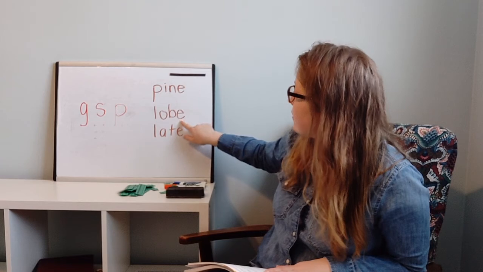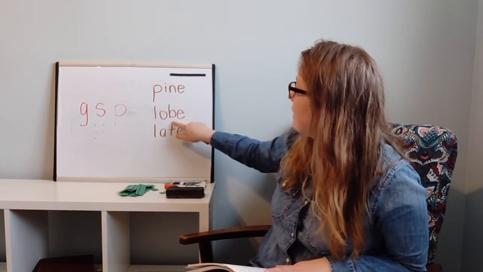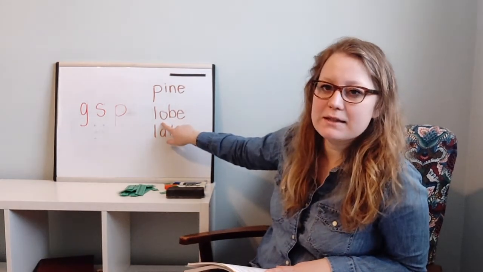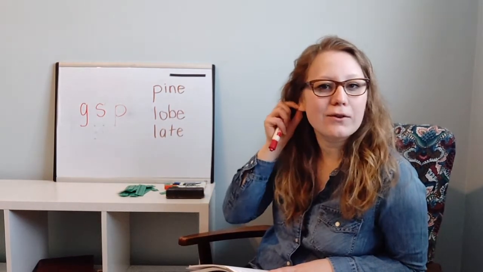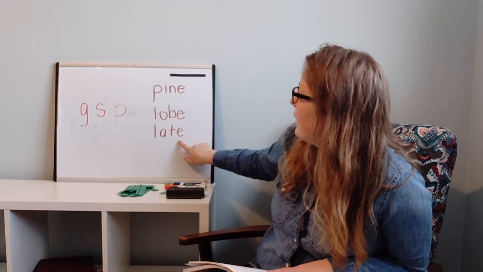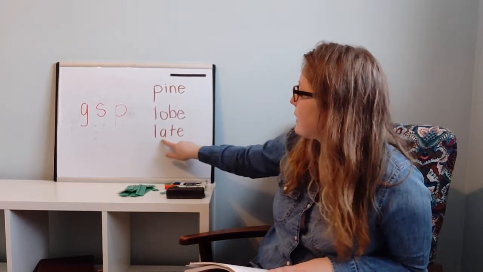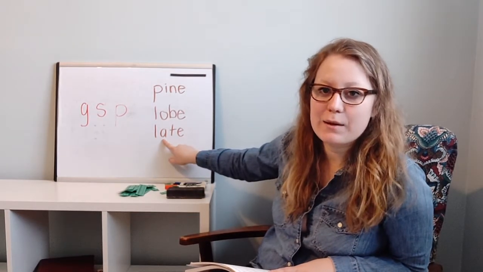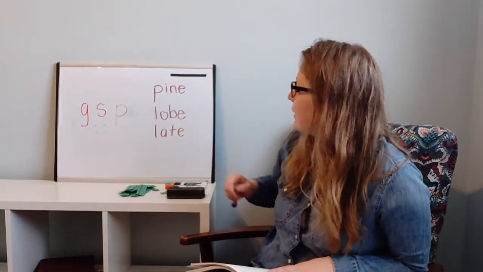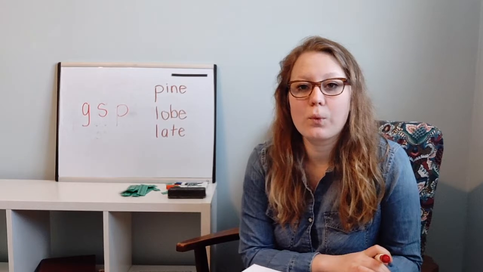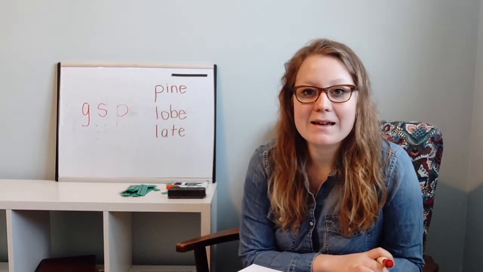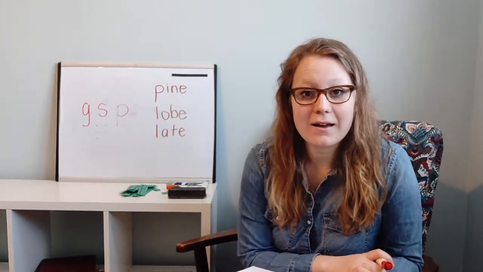The next one also has that silent E. It makes the O say its name. It's going to say lobe, kind of like an earlobe. Here again we have our silent E. This time it's going to make the A say its name, which means that this word here is late. Now we're going to make some words, but we're going to add a letter to the beginning of the word.